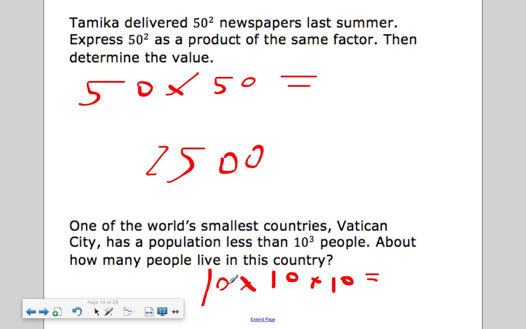It repeats itself 3 times. So 10 times 10, that's 100. 100 times 10 is 1,000. 3 zeros follow the 1, so it's 1,000. And this is the study of powers and exponents.